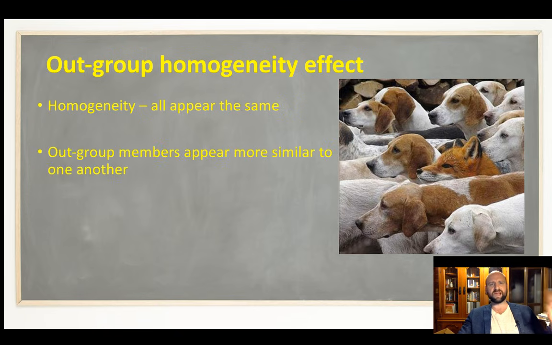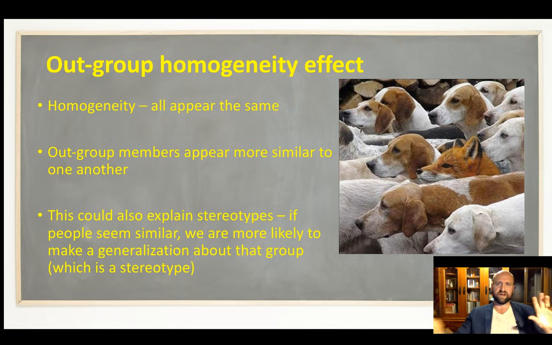And so the out-group homogeneity effect is a psychological phenomenon where out-group members tend to seem more similar to one another. Compared to our in-groups, we tend to view our in-groups as all individuals. How can you judge us as one? Look, we're so different from one another. But that group over there, they're all such and such, right? And so we tend to see out-groups as being more similar.